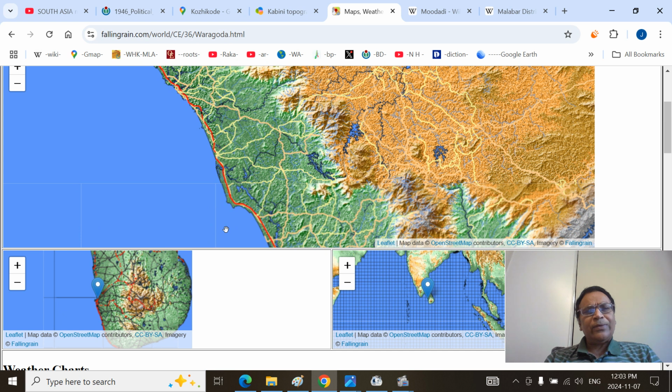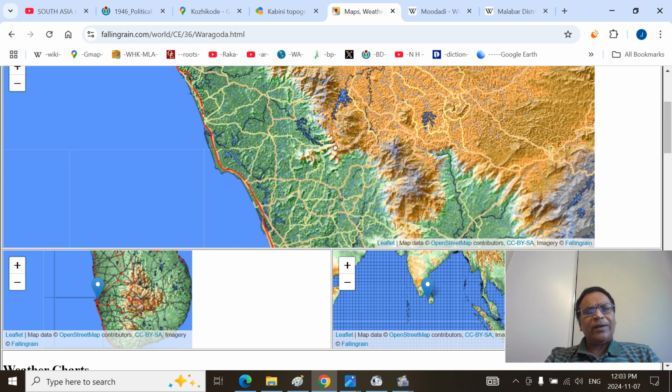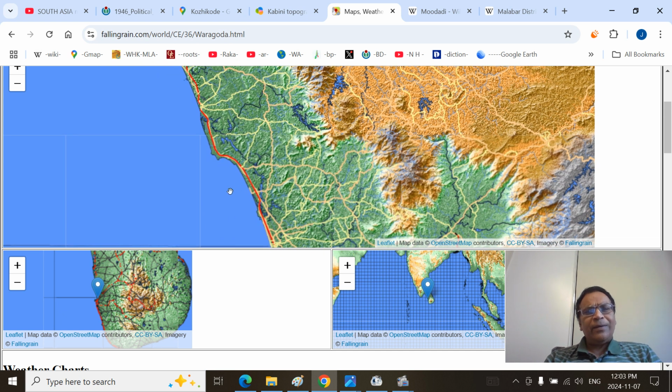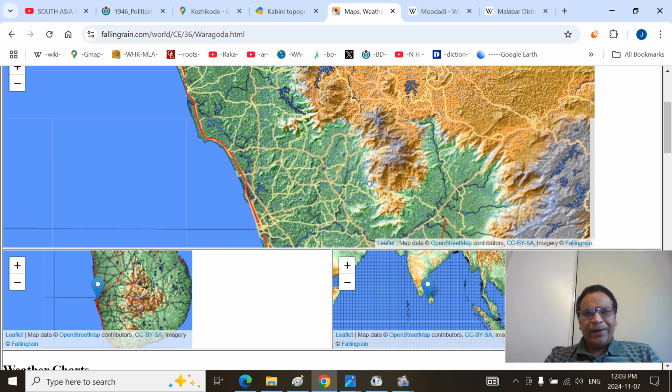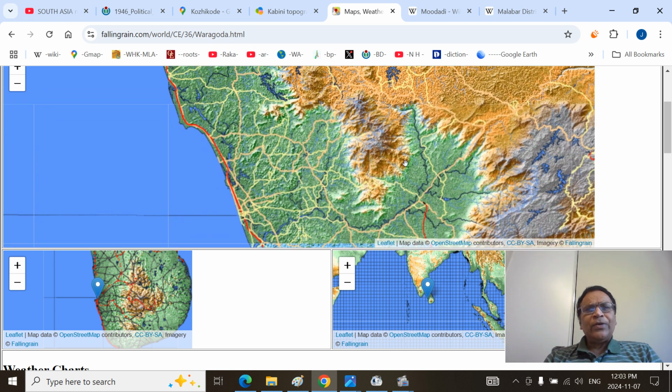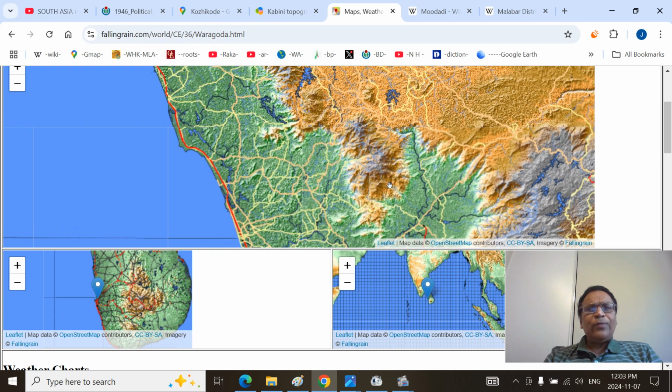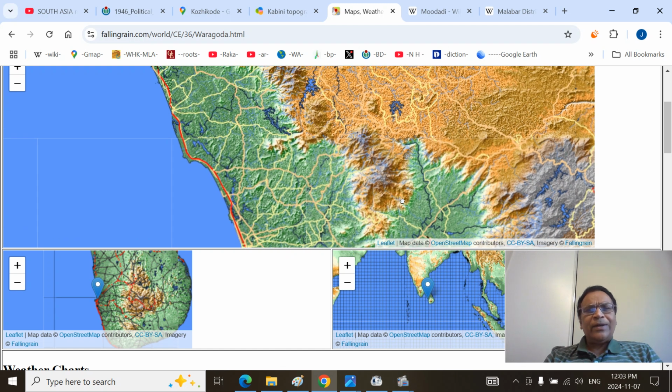So this is the Mudadi promontory, and Kappad beach will be there, where the Portuguese conquistadors and proselytes, that means the converters, landed here in 1495 or so. So this is the Wavul Mala. We'll talk about it now. This is the Banas.